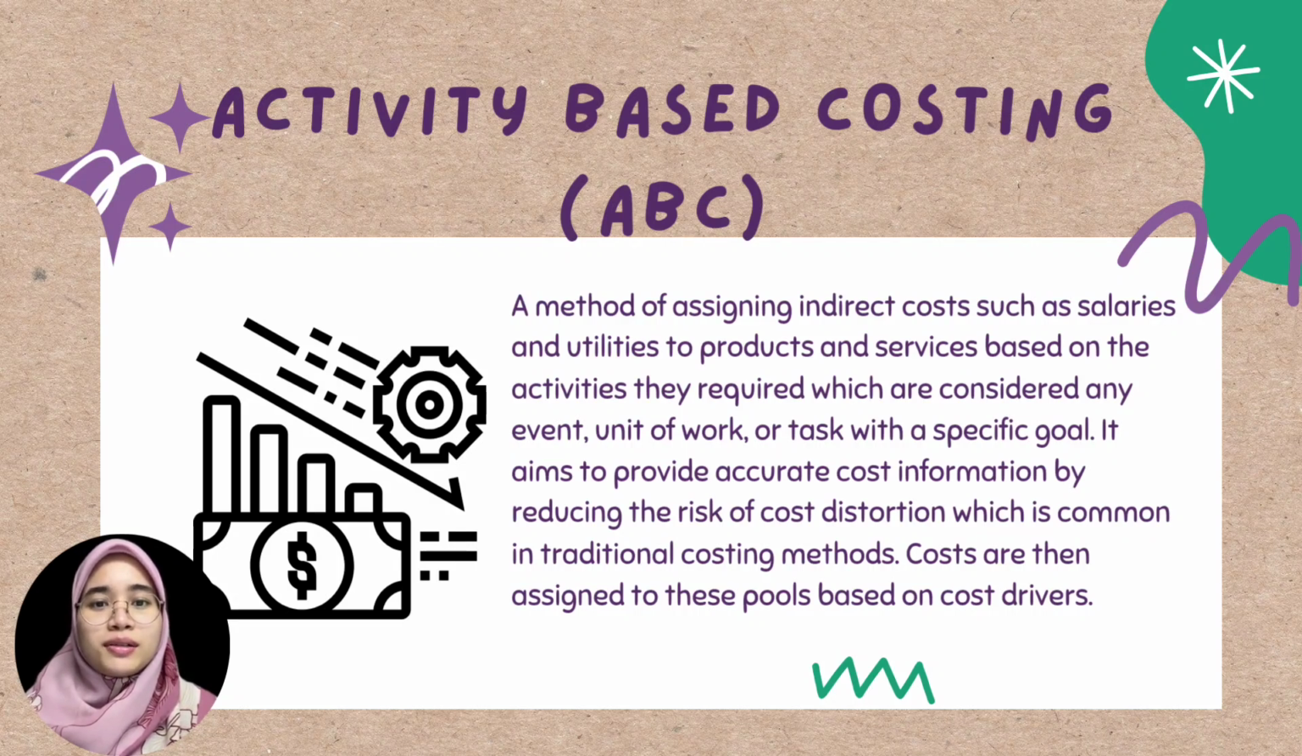I will explain about activity-based costing, ABC. ABC is a method of assigning indirect costs such as salaries and utilities to products and services based on the activities they require, which are considered any event, unit of work, or task with a specific goal. It aims to provide accurate cost information by reducing the risk of cost distortion, which is common in the traditional costing method. Costs are then assigned to these pools based on the cost drivers.